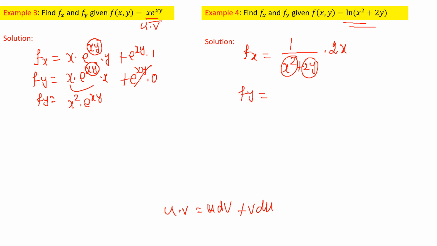Then fy. So fy means derivative with respect to y. So we have 1 over x power 2 plus 2y multiplied by derivative of x power 2 is 0. Derivative of 2y with respect to y will be 2.